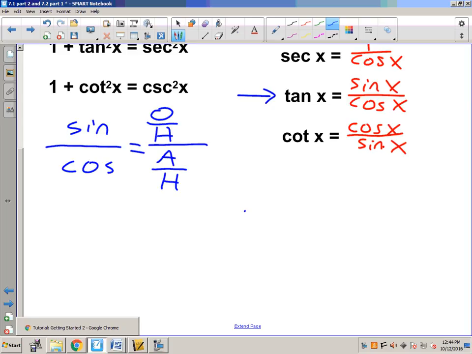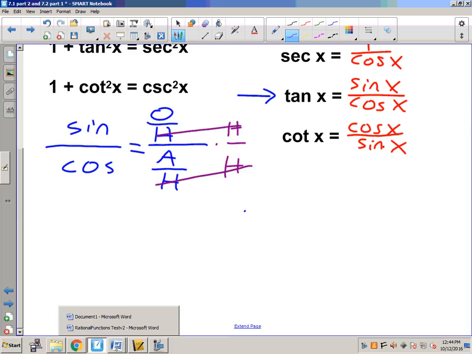If that doesn't sit well with you, then you can think of it this way. If I multiply by a fancy version of 1, h over h, then multiplication would cancel the division there, multiplication would cancel the division there. Sine over cosine turns out to be opposite over adjacent. And what else do we know that's opposite over adjacent? Tangent. Got it? Excellent.